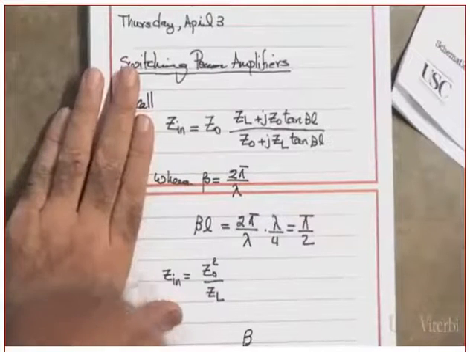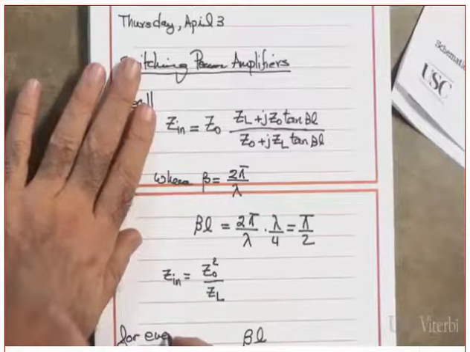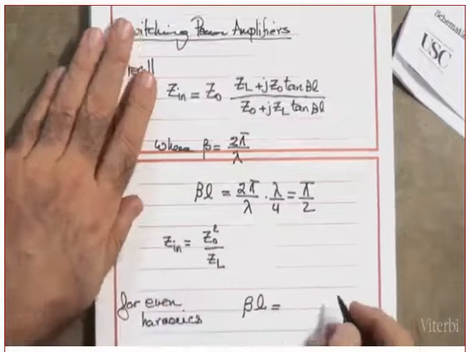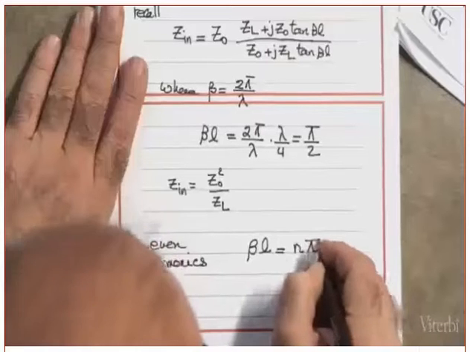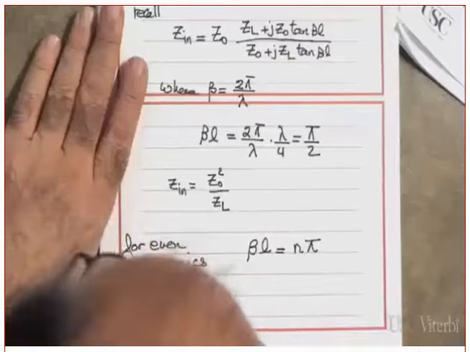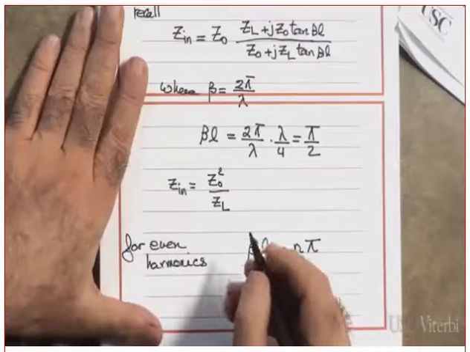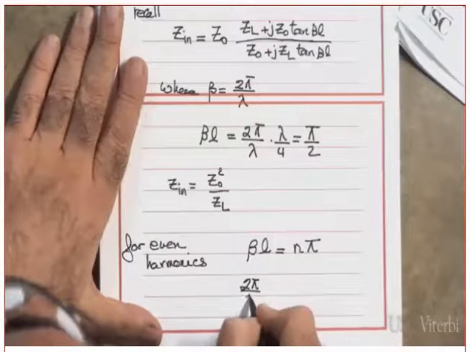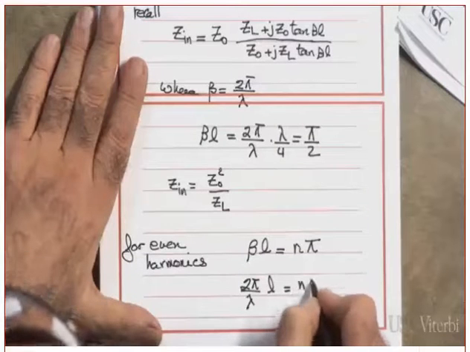The beta L, sorry, for even harmonics, beta L should be what? It should be N times what? Did I mess up? It should be N pi. Are you following or not? Okay, but what is the beta? Beta is 2 pi over lambda times L, which is equal to N pi.